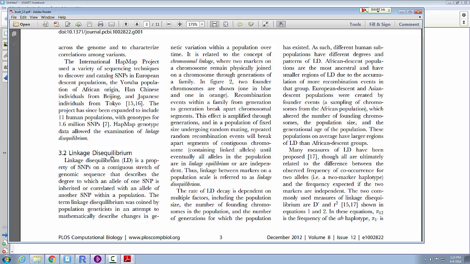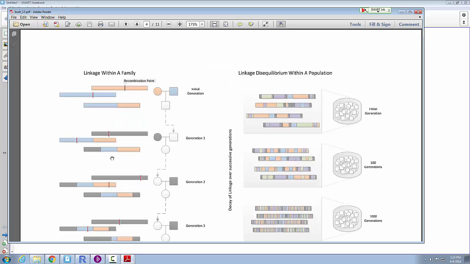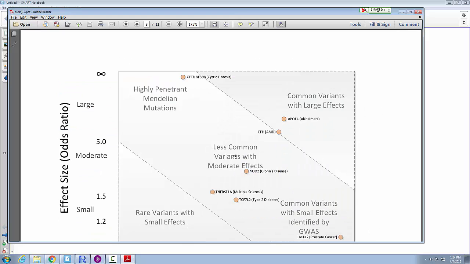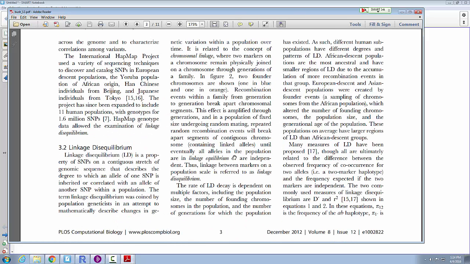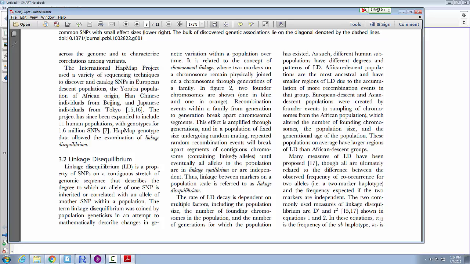Linkage equilibrium, let me show you a picture. I don't want to look at that. Linkage equilibrium is what happens after a lot of generations.